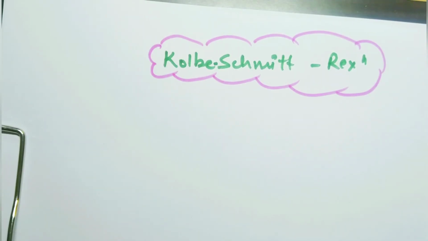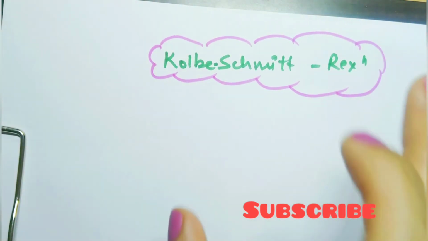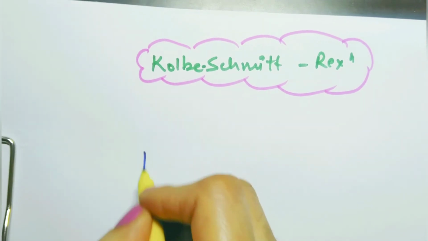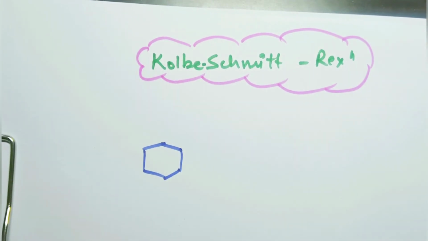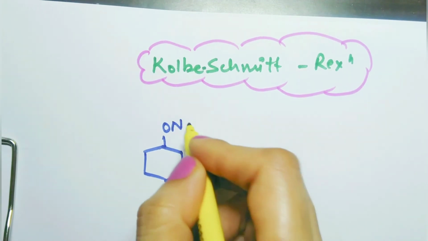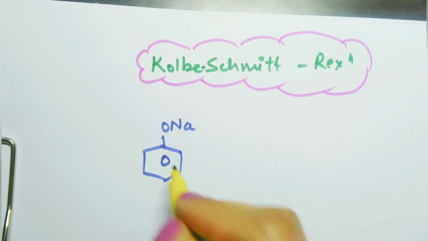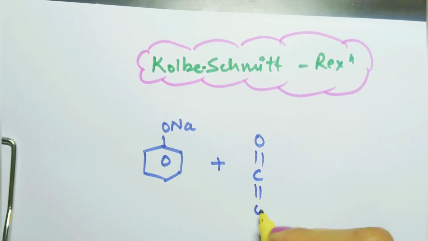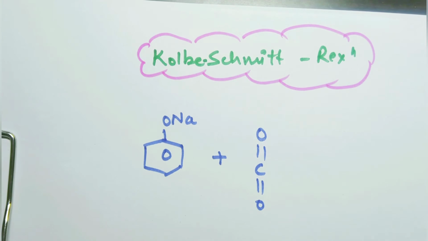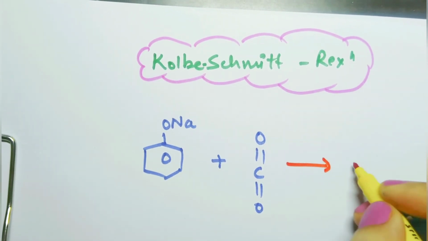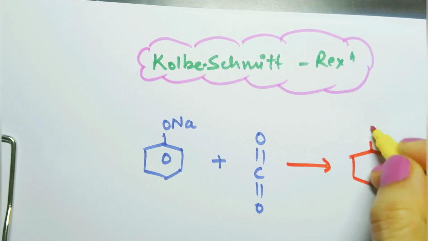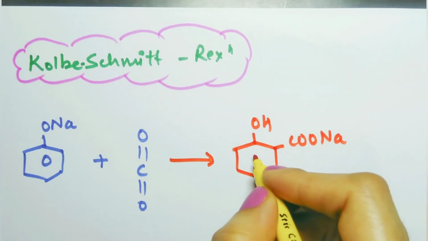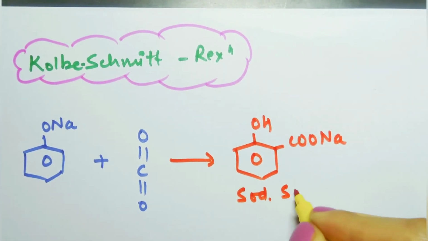Okay, next we are taking the Kolb-Schmitt reaction. Why am I taking this reaction? There is a reason behind this. You'll get to know. See, what happens in the Kolb-Schmitt reaction? I am just taking the reaction directly. Why? Because it resembles the same mechanism. ONa we are having here, and we are taking here carbon dioxide. We have already seen the mechanism in the last reaction. So on reaction with this, we are getting the same product here. This was the same one, sodium salicylate.